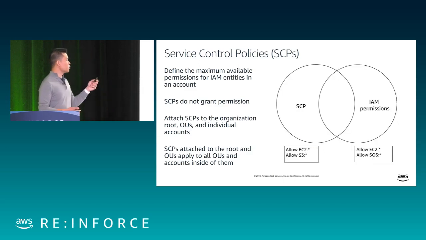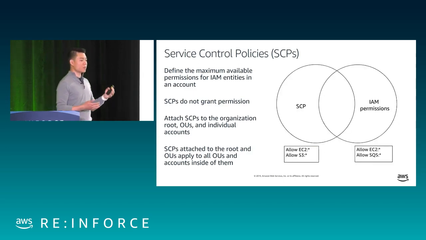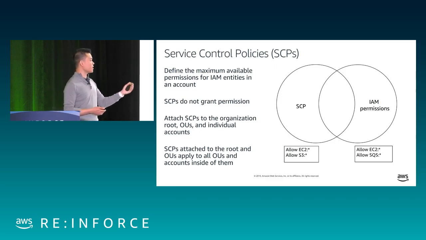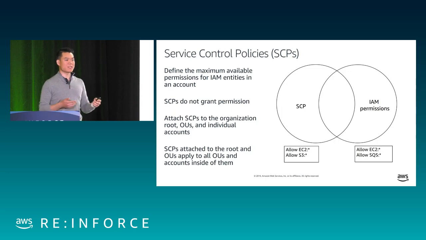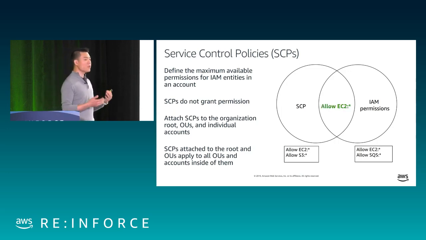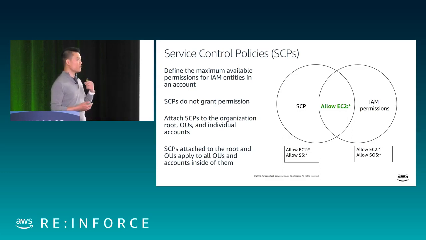And so with service control policies, here's an example of how that functions together. On the left-hand side, I've defined a service control policy on an account that grants me access to EC2 and S3. And my IAM permissions for me as a user says Ray has access to EC2 and SQS. So if I'm sitting in an account that these both apply to, the resulting permissions is the intersection of those two policies. And so the only thing that I will be allowed to do is EC2, because that's the only service that's been defined in the service control policy, as well as in my specific IAM permissions of what I'm allowed to do in that account.